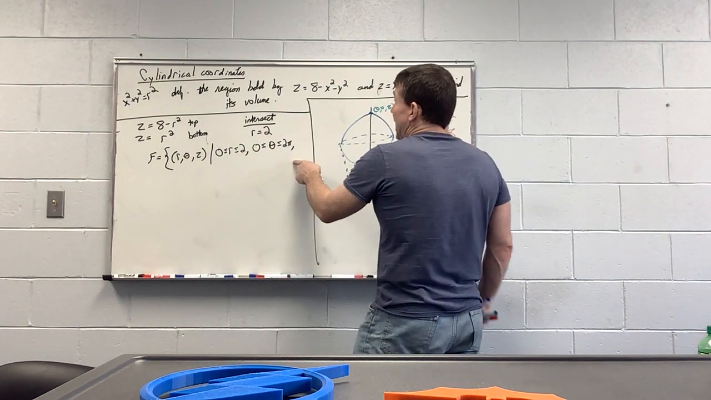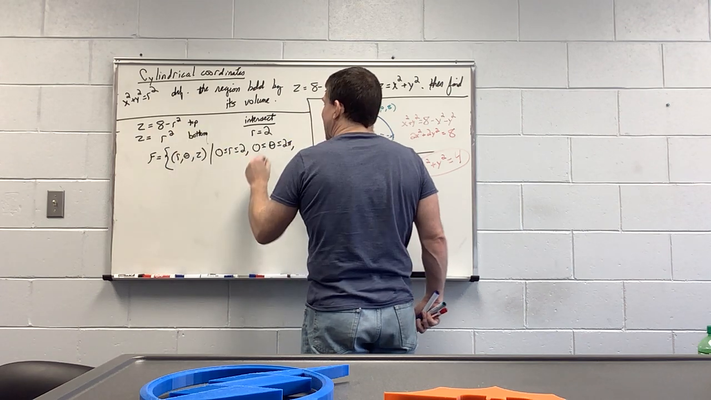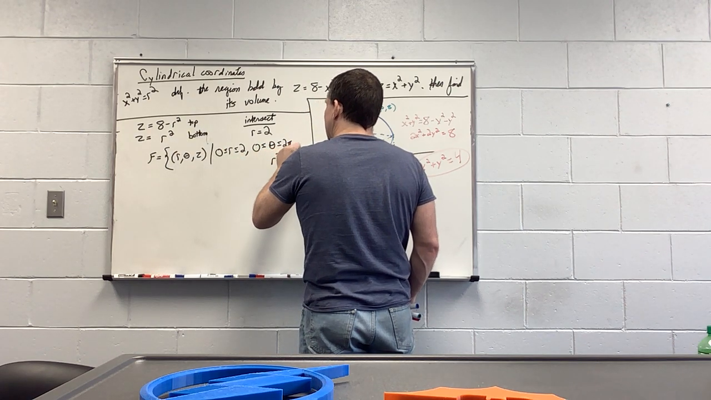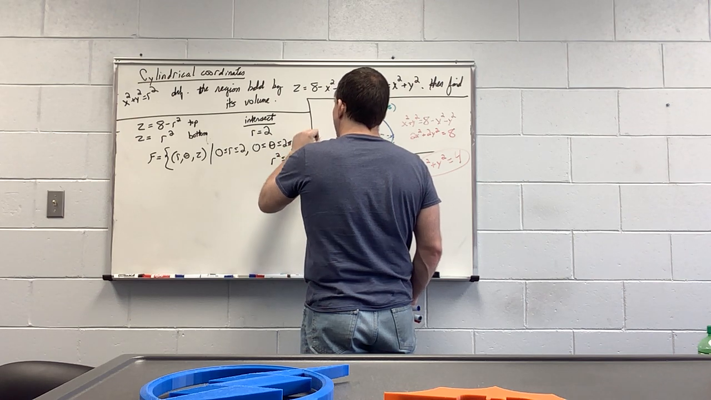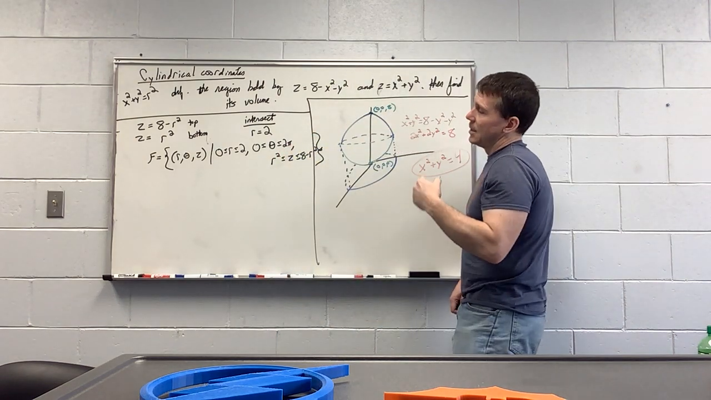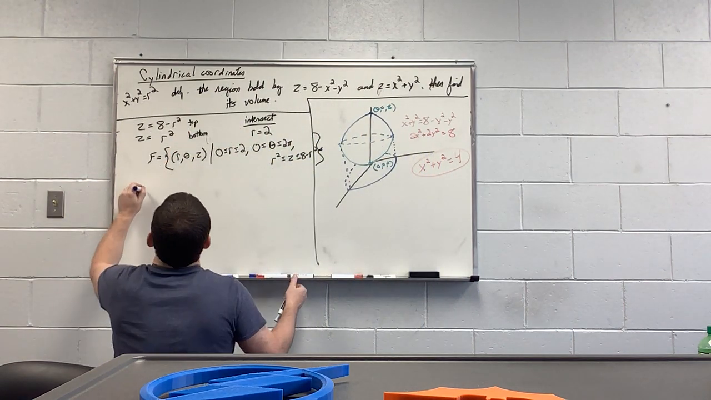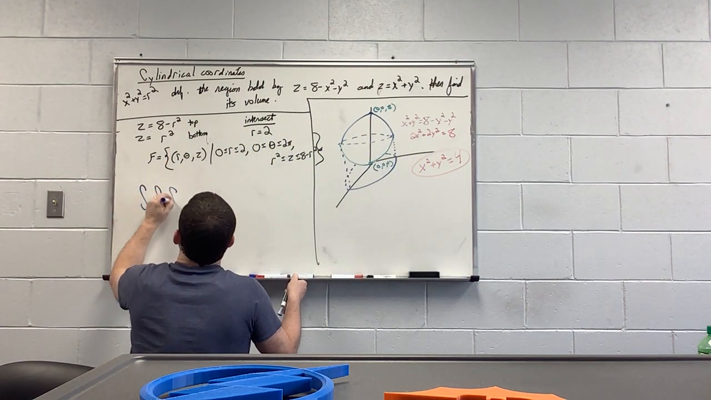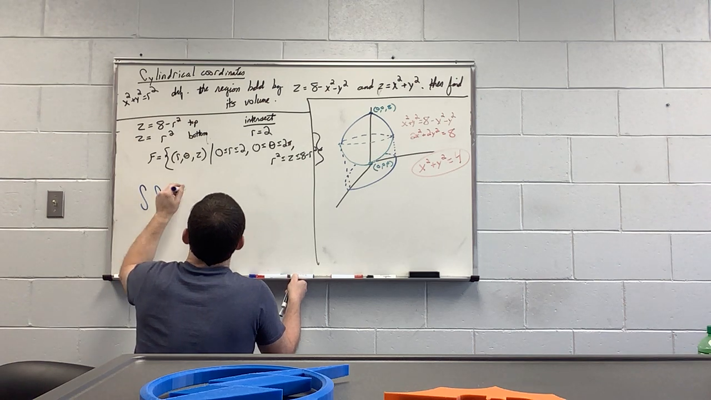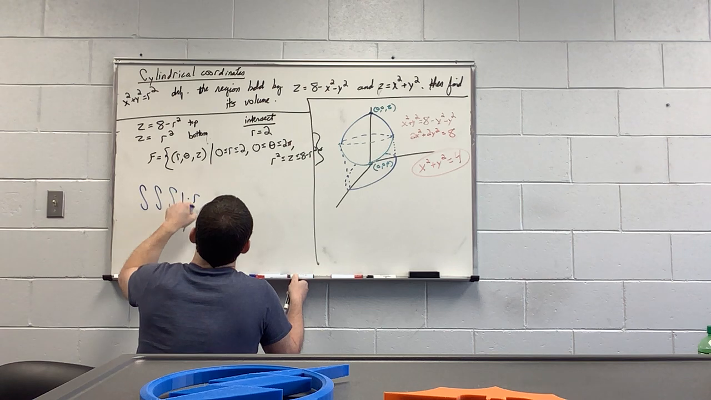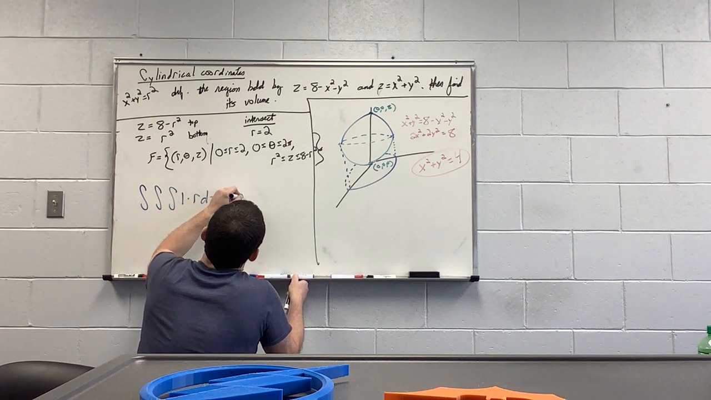Now I need z, but we just said that's the bottom and that's the top. So r squared is less than or equal to z is less than or equal to 8 minus r squared. There's my region F. So now I can write out my triple integral. And it's the function 1. You don't have to write that. I always do it just so we're clear. r dz dr d theta.